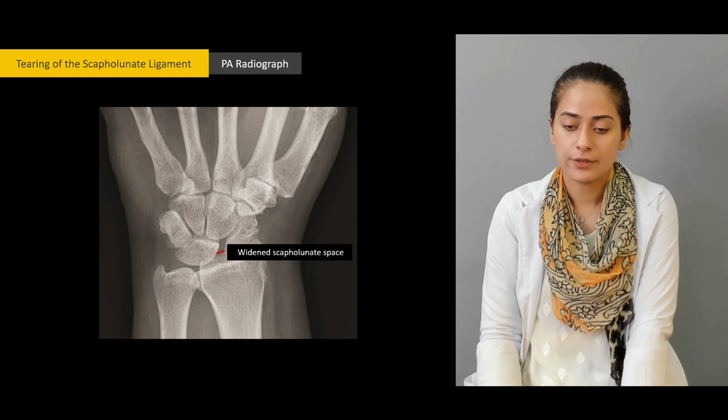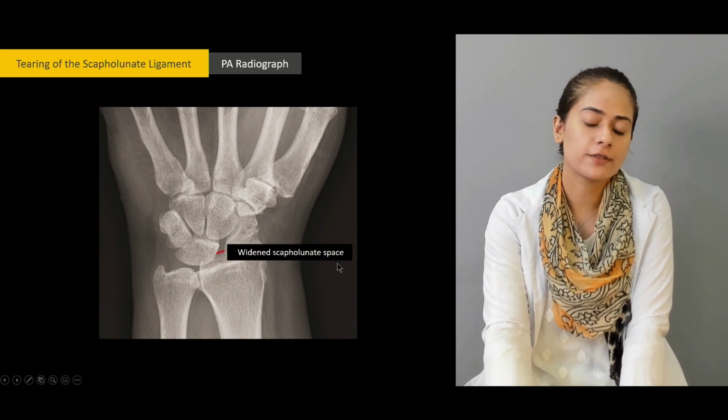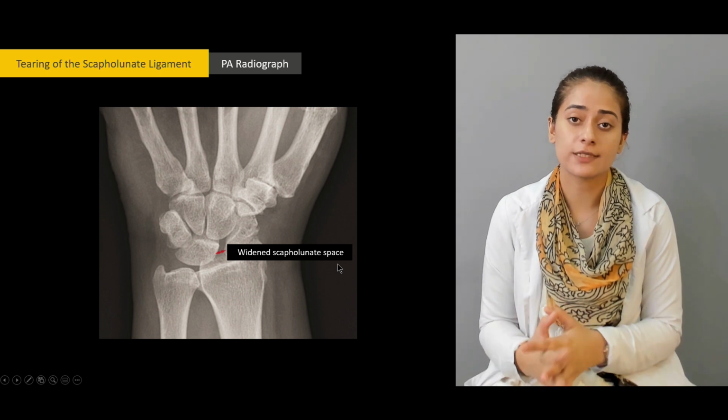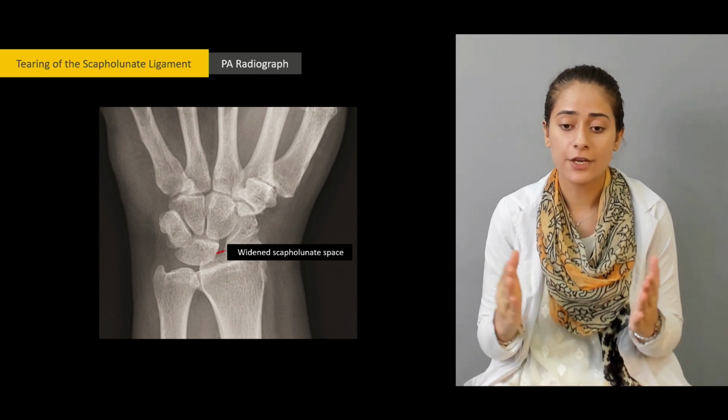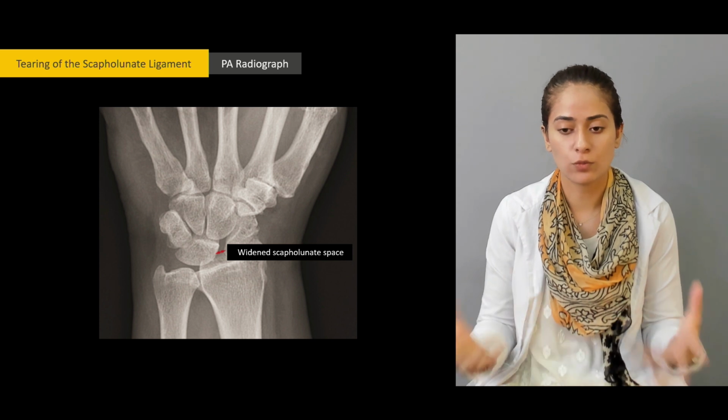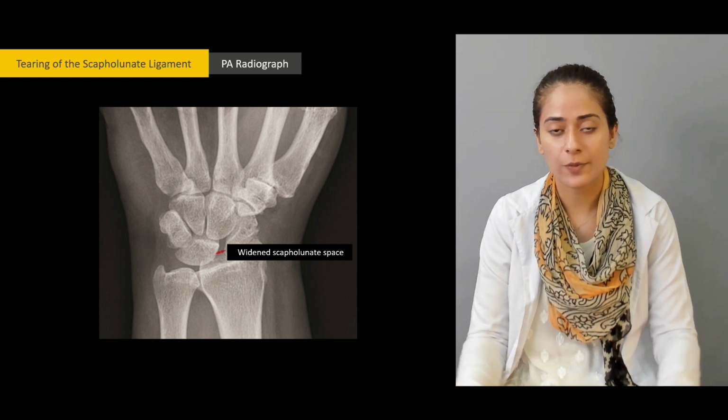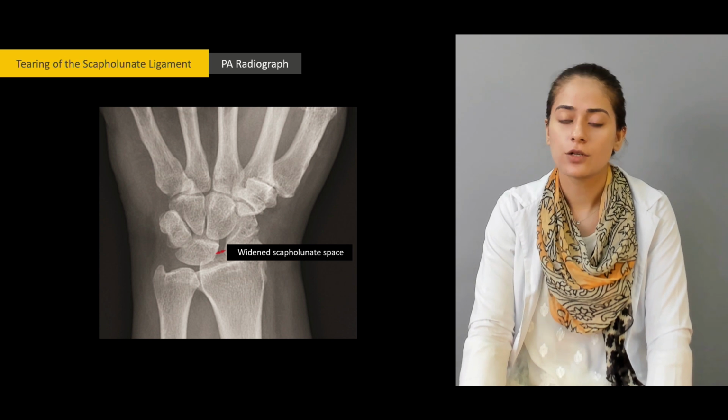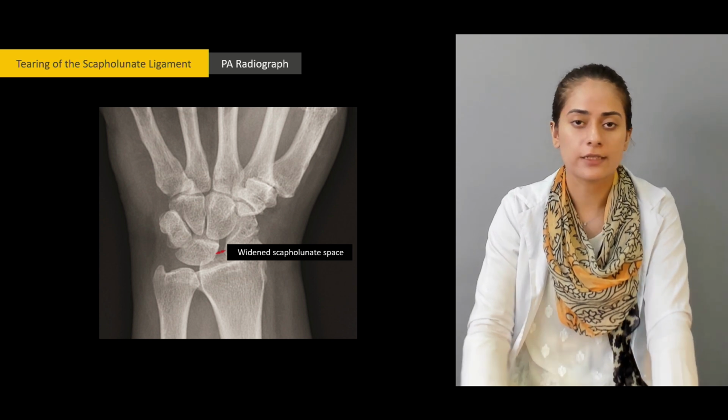So now let's see here. It says widened scapholunate space, which like I said, is normally less than 2 millimeters. So if it's more than that, it's a widened space. So it indicates a torn scapholunate ligament.